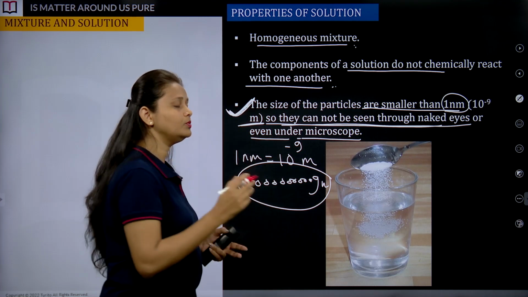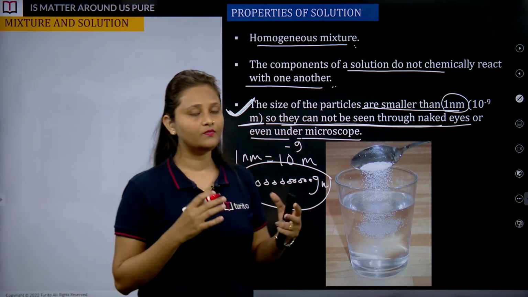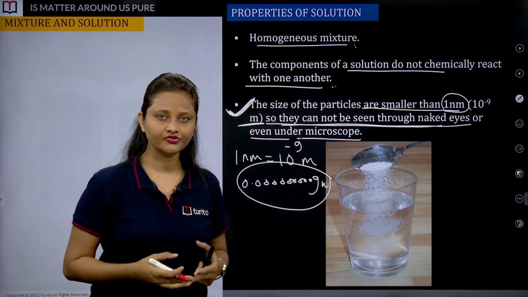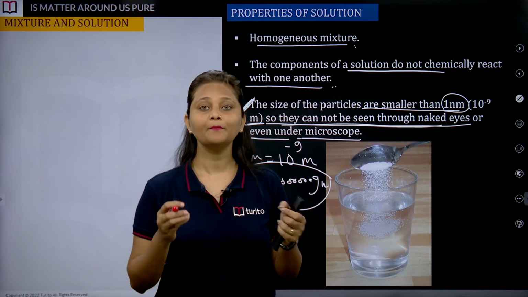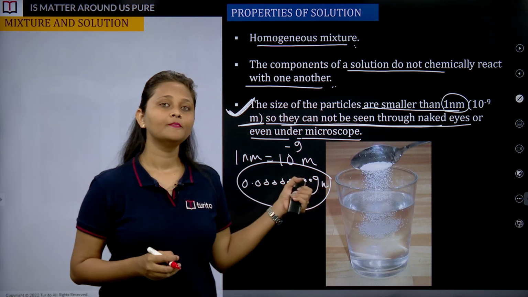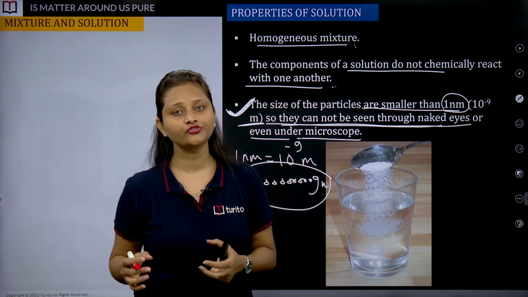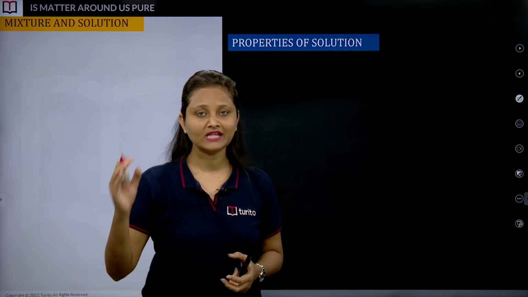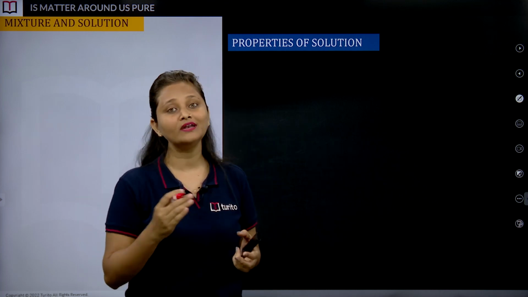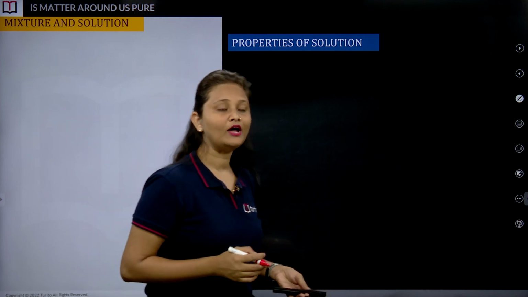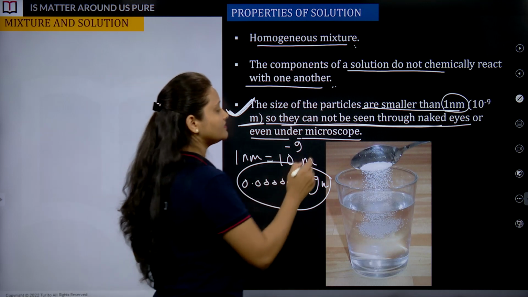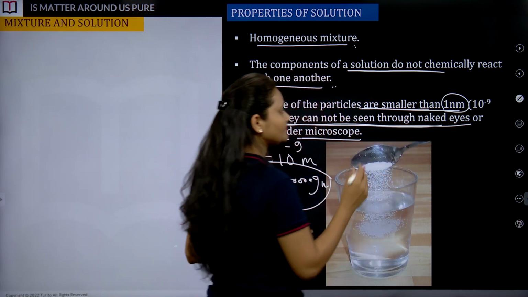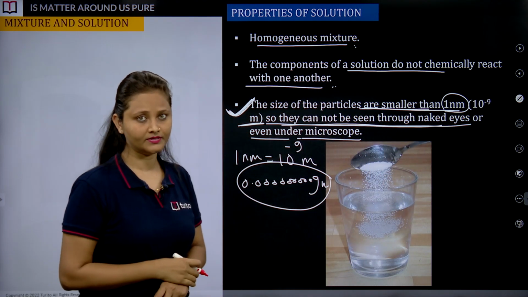Okay, I told you that we have the next category of the solution, which is based on the size of the particles. So, here the size of the particles of a true solution is what? 10 raised to minus 9 meter, or 1 nanometer, even less than 1 nanometer. So, the size of the particles is smaller than 1 nanometer. Okay.